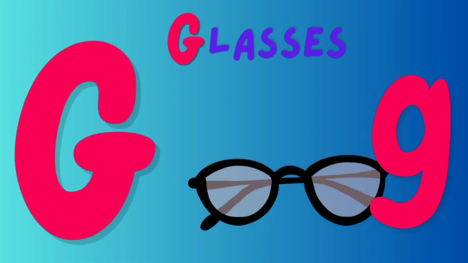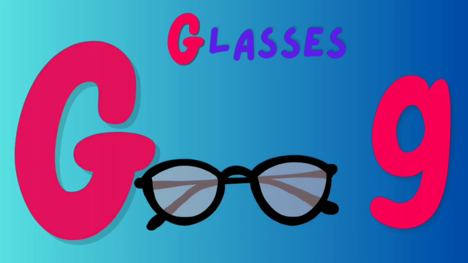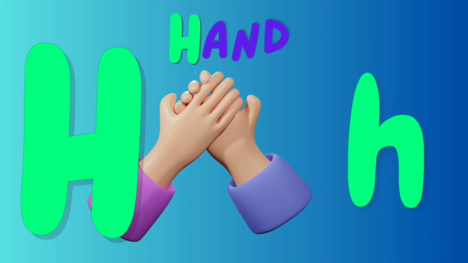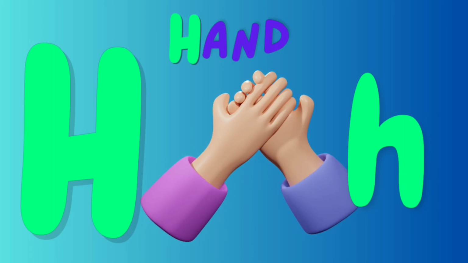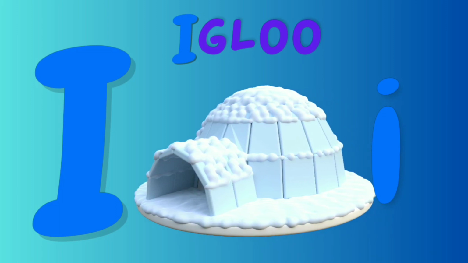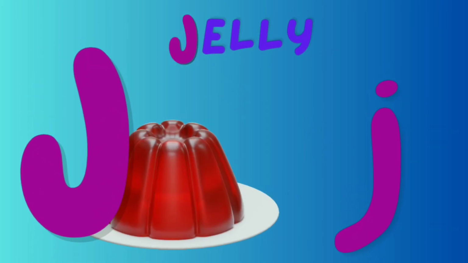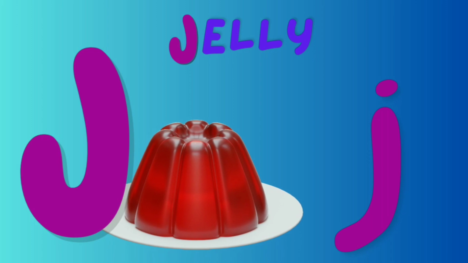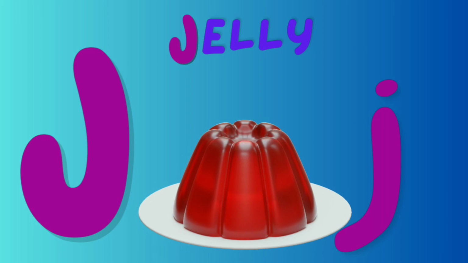Fairy. G is for glasses, glasses, glasses. This is the glasses. H is for hand, hand, hand. This is the hand. I is for igloo, igloo, igloo. This is an igloo. J is for jelly, jelly, jelly. This is a jelly.